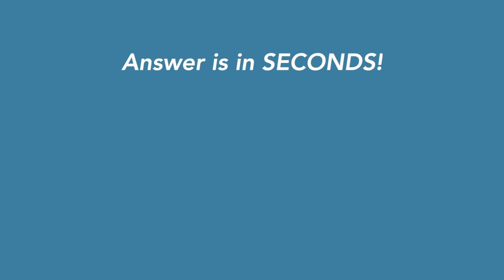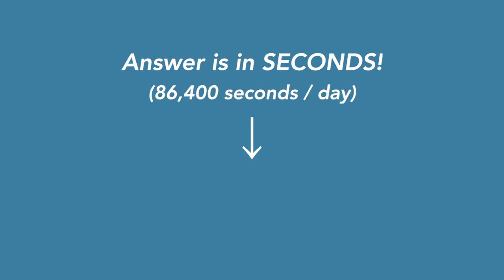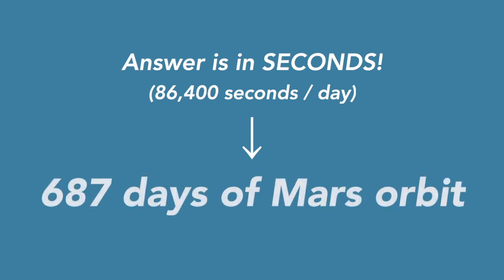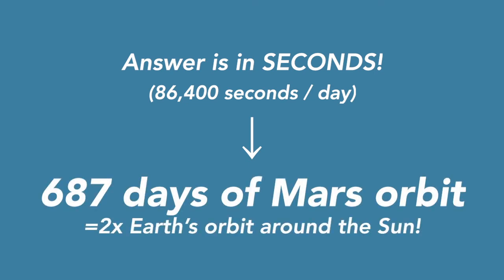You should get a huge value because this answer is in seconds. There are 86,400 seconds in a day. So if we divide our answer in seconds by the number of seconds in a day, we get an answer in a number of days. It turns out that Mars's period is 687 days, which is almost twice the time it takes for the Earth to go around the Sun.